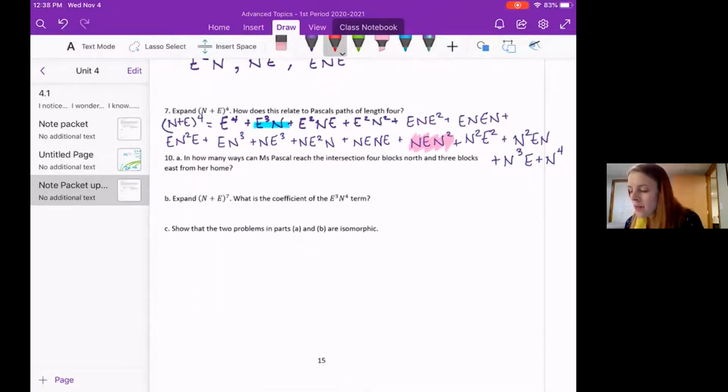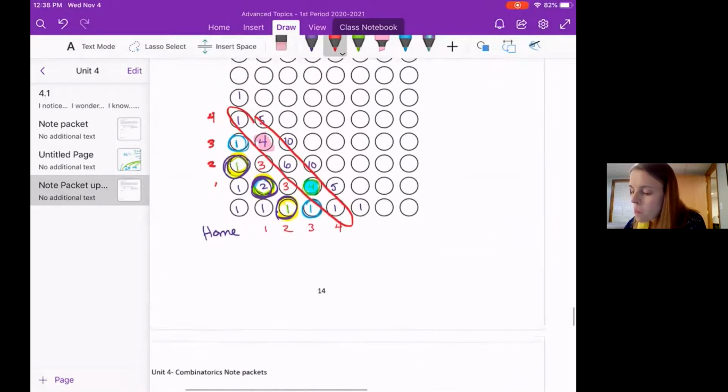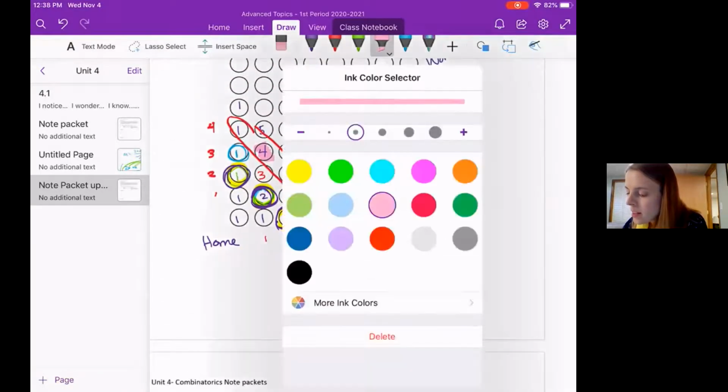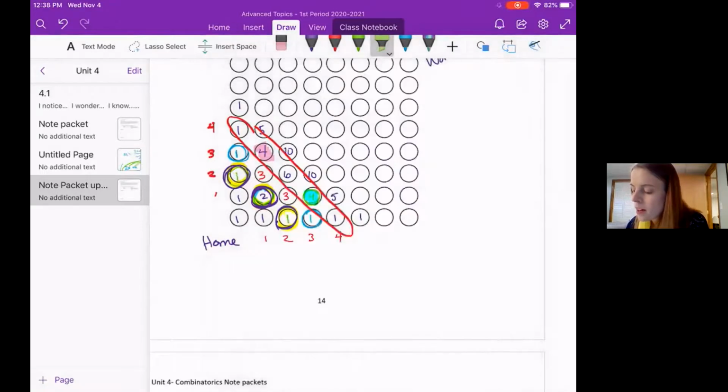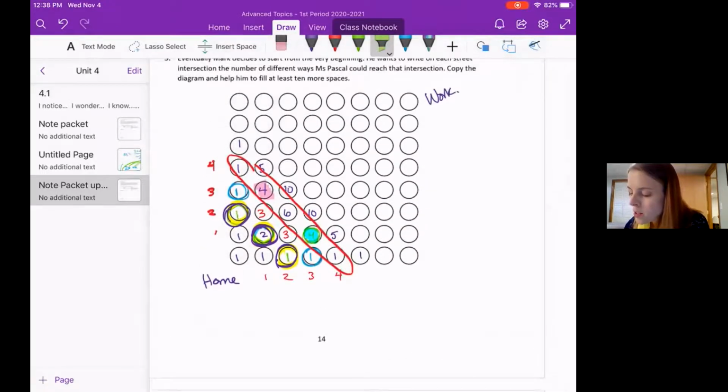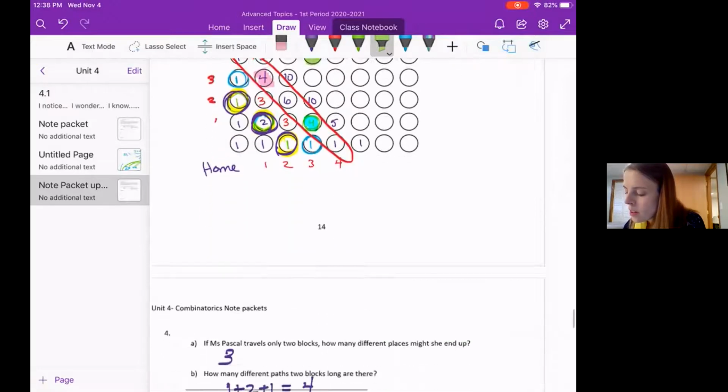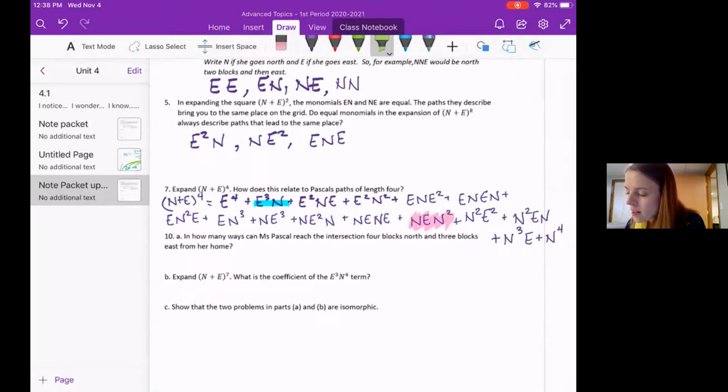Question 10a. In how many ways can Miss Pascal reach the intersection 4 blocks north and 3 blocks east from her home? So 4 blocks north and 3 blocks east. Let's find that location first on our grid. 4 blocks north, 1, 2, 3, 4, and I believe it was 3 blocks east. 1, 2, 3. So 4 blocks north and 3 blocks east.